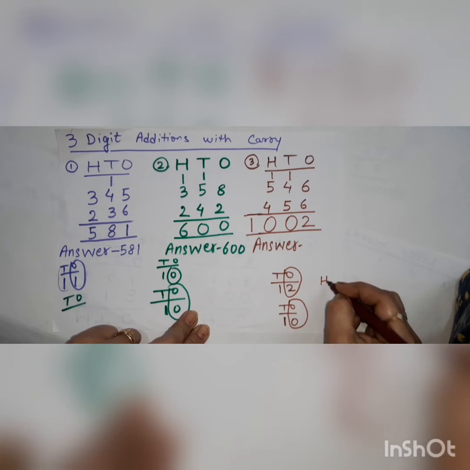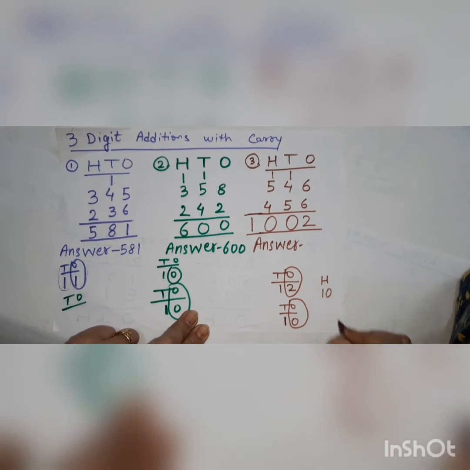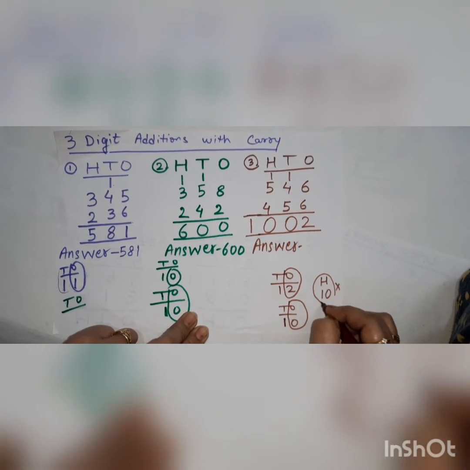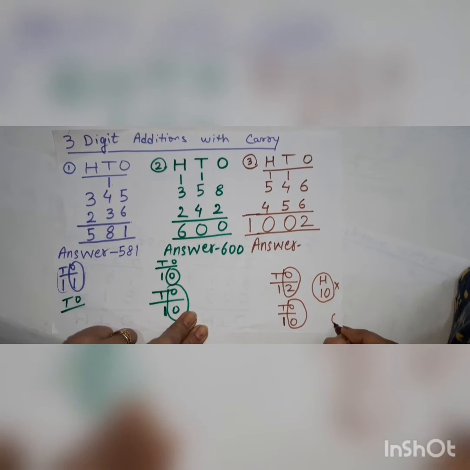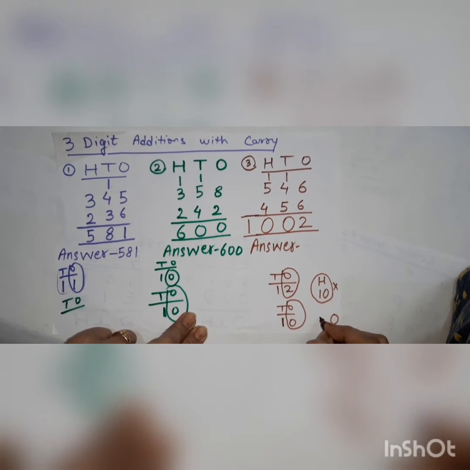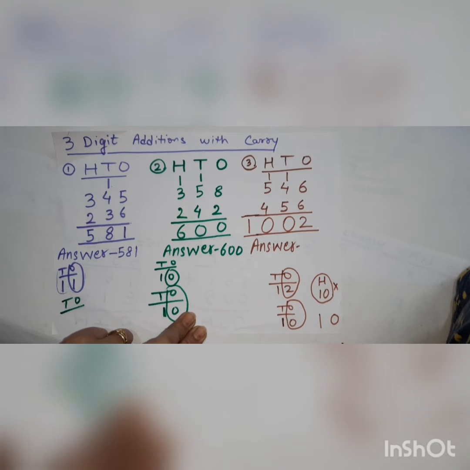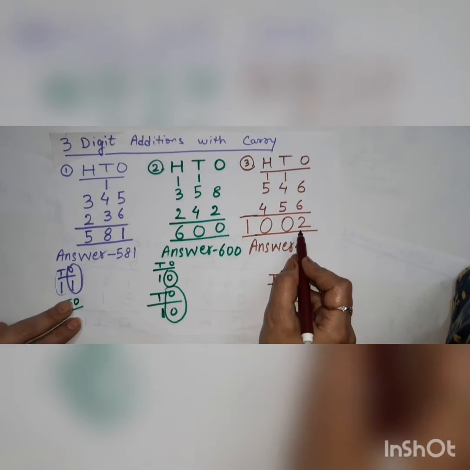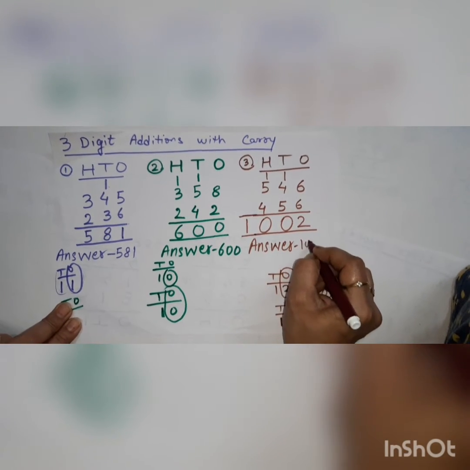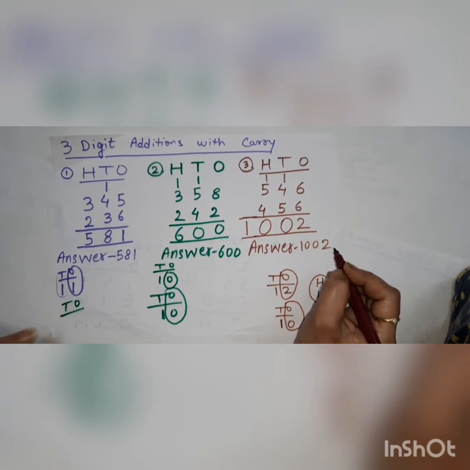Under the 100 column, you cannot write 10 like this. No, you cannot write 10 like this. 0 you will write here and 1 of the 10 you will write here, this way, okay? So, this way I write the answer 1, 0, 0, 2.